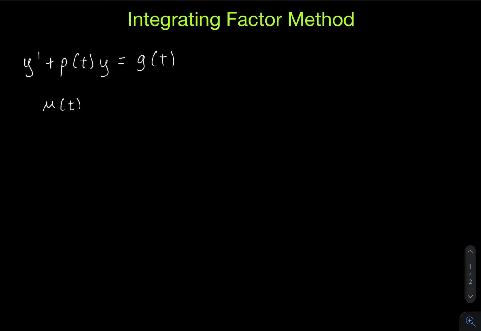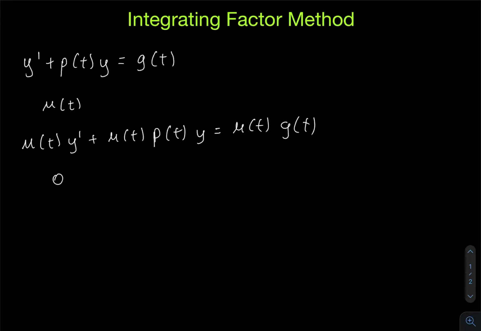So the idea is to multiply this auxiliary function mu of t by every term in the equation. So we will have mu of t y prime plus mu of t p of t y equal mu of t g of t. Okay, so once we have that, we can see that we didn't get anything better. Actually, we got worse because we don't know what to do now. But let's see something.